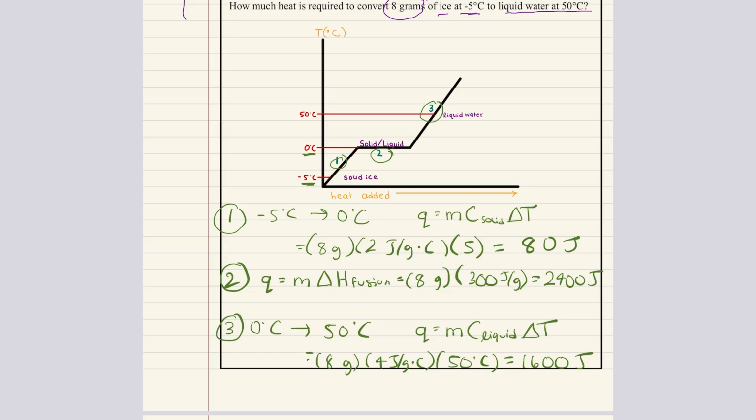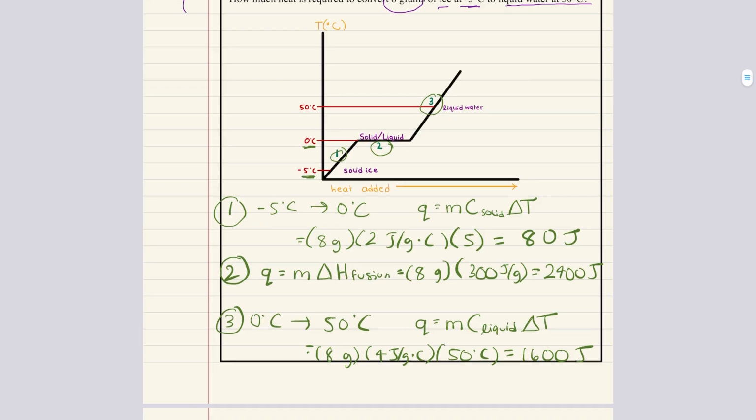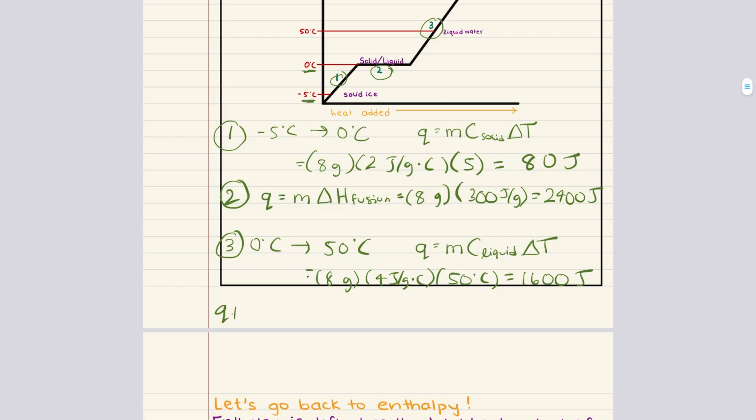To find the total heat required for the entire process, we simply add together the Q values from each step. So Q total is 80 joules plus 2,400 joules plus 1,600 joules. And this gives us a total of 4,080 joules. The total heat required to convert 8 grams of ice at negative 5 degrees Celsius to liquid water at 50 degrees Celsius is 4,080 joules.